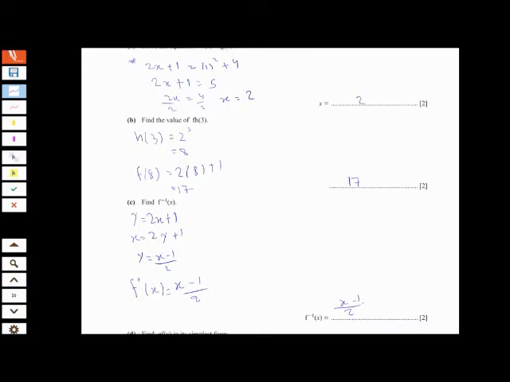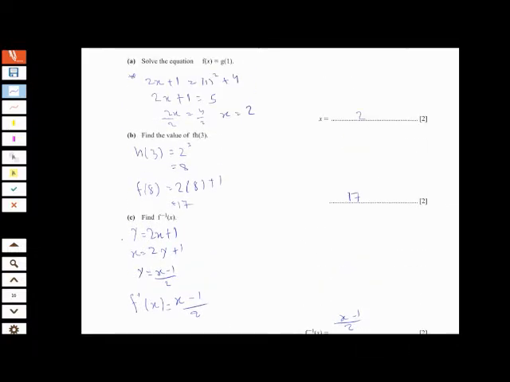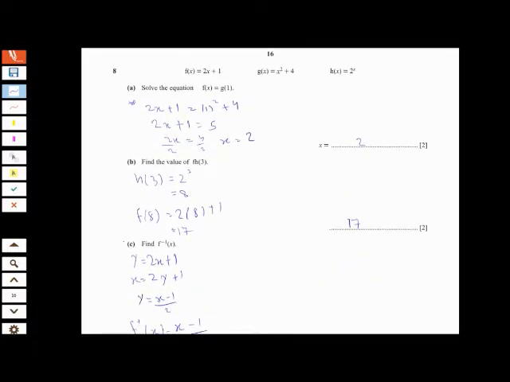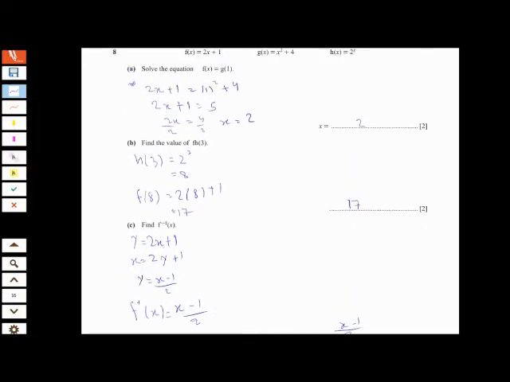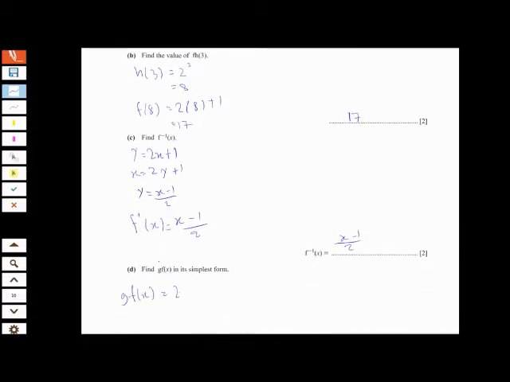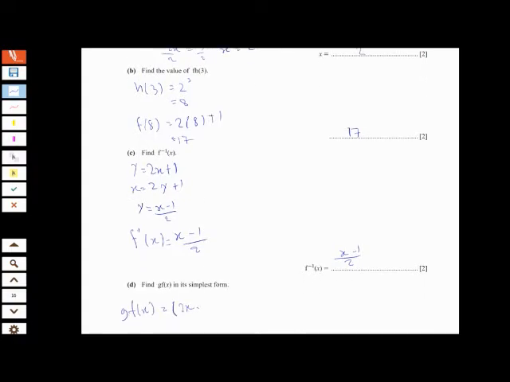Now find gf(x) in simplest form. So basically put the function f in the function g. So what is the function g? g is x squared plus 4. Put 2x + 1 in that. So gf is x squared plus 4, but you don't write x squared because you're going to put the function f, 2x + 1, inside, squared, plus 4.